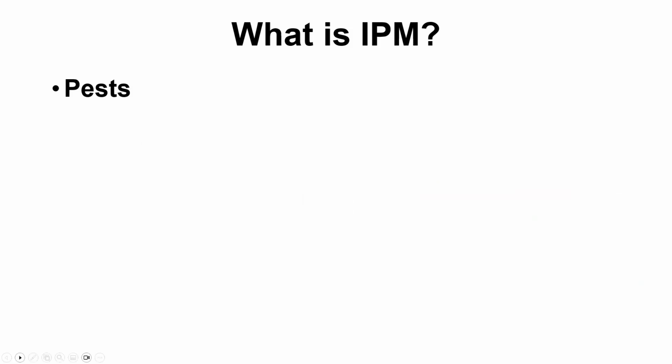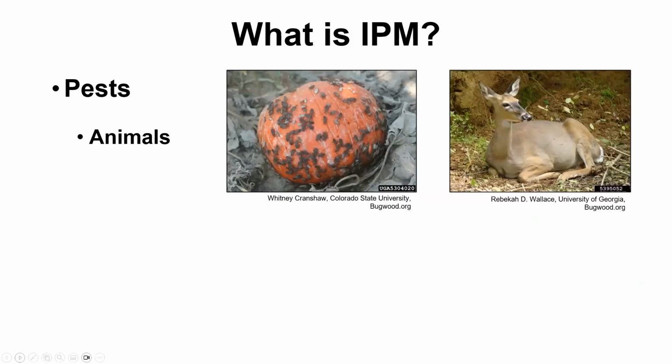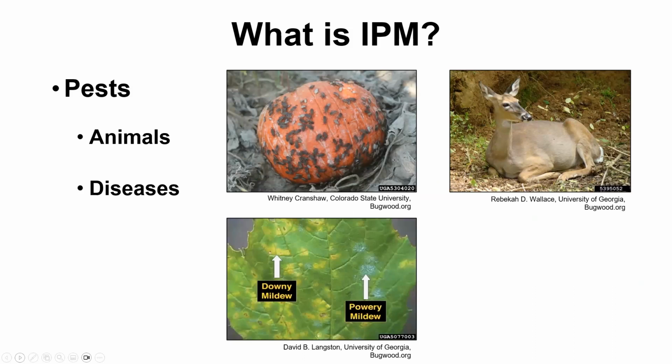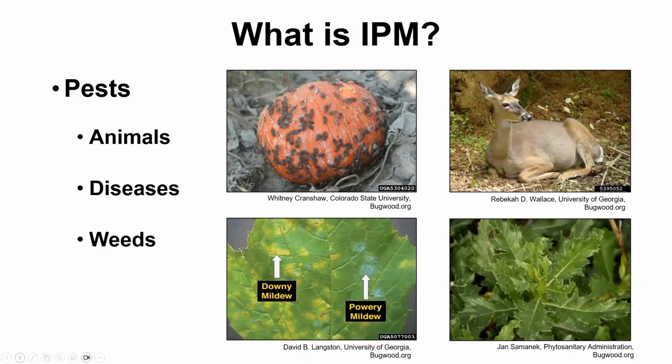We have our animals. So we have, like, these squash bugs on this pumpkin here. And we also have, especially here in Orange County, those deer who love to bother our gardens. Then we have our diseases such as downy mildew and powdery mildew. And then we have weeds such as Canada thistle.